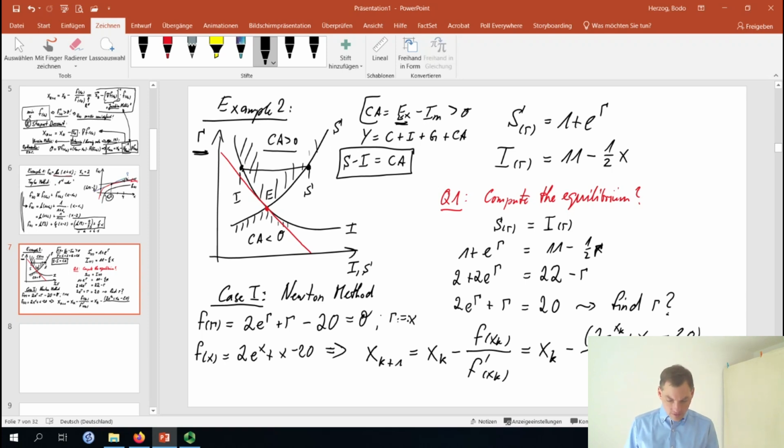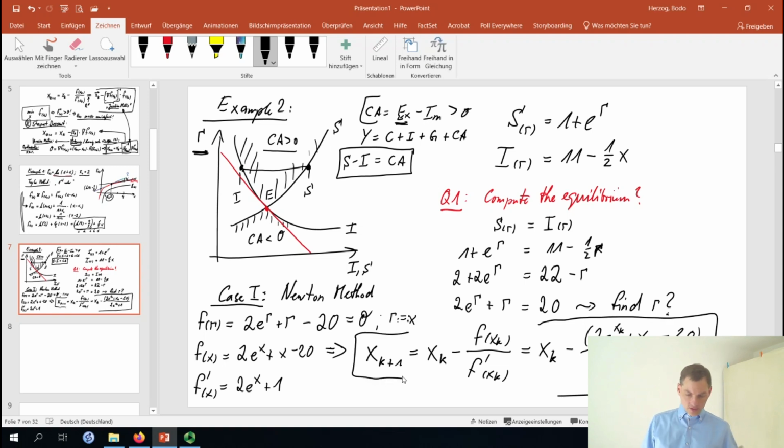And now we have to find the derivative for the denominator. That's also easy. The derivative of the exponential, as you know, is the exponential. The derivative of x is 1, the derivative of a constant is 0. So that's just 2 e to the xk plus 1. Okay, here it is. That is what you have to do in order to find the solution x, the equilibrium, or here, as you see, my equilibrium interest rate.